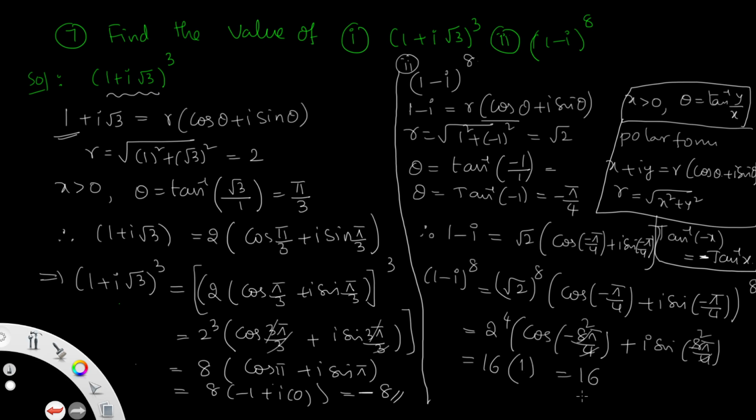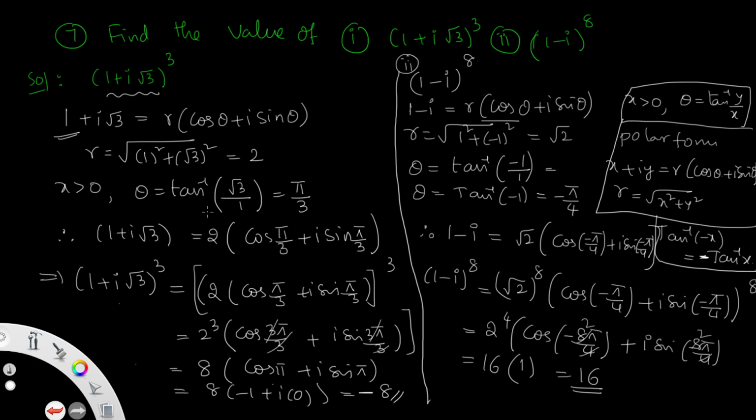So the answer is 16. The value of 1 minus i whole to the power of 8 is 16. So first write any complex number in modulus amplitude form, where r equals root over x square plus y square, that is the modulus. Whereas theta we have to find depending on the x quadrant. If x is positive, then theta equals tan inverse y by x. That is why we are writing tan inverse of y by x.